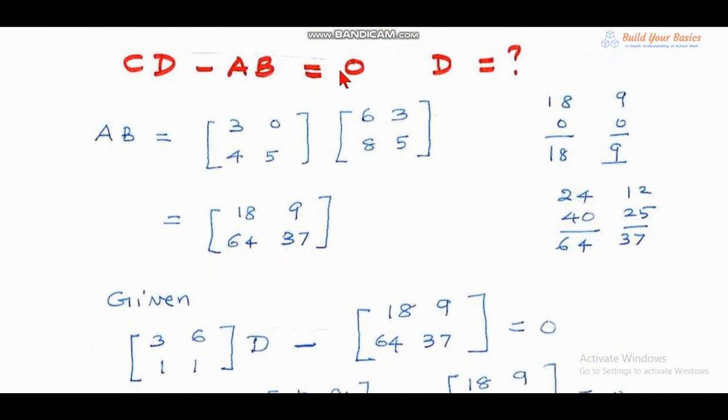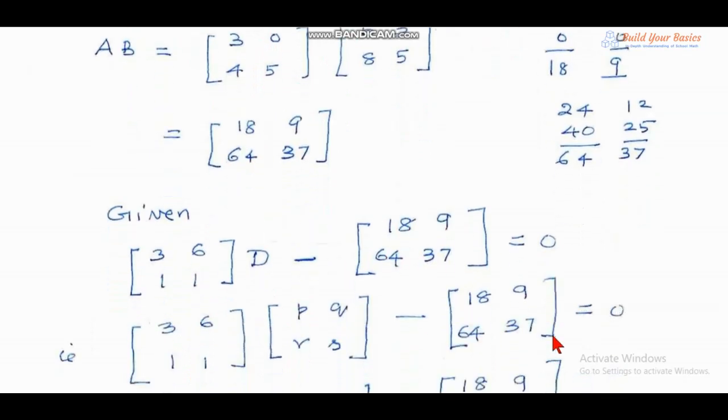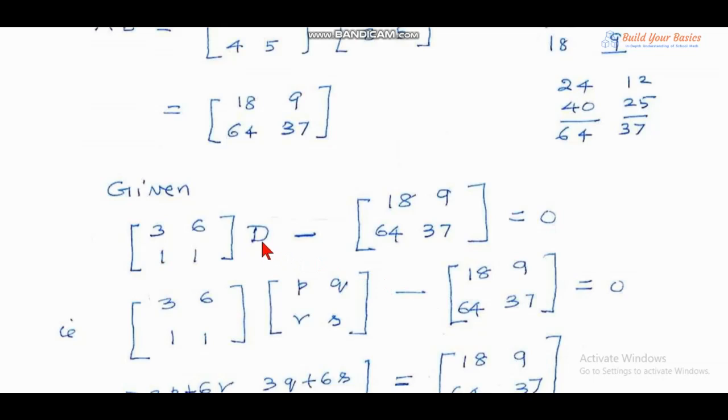Now CD minus AB equal to null matrix. C is given, [3, 6; 1, 1], into D we have to find, minus AB we have calculated, [18, 9; 64, 37], equal to null matrix. So the matrix D we have to find. Now the order of D matrix can only be 2 by 2. Then only we can find CD, and this 2 by 2 matrix can be subtracted from CD. So D must be a 2 by 2 matrix. Let us assume that 2 by 2 matrix as [P, Q; R, S]. The elements are assumed to be P, Q, R, S.